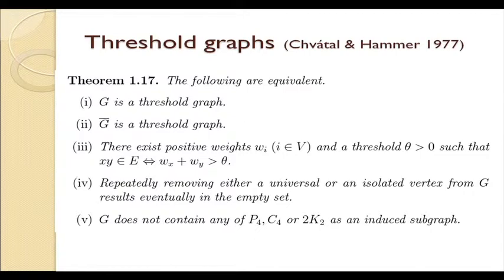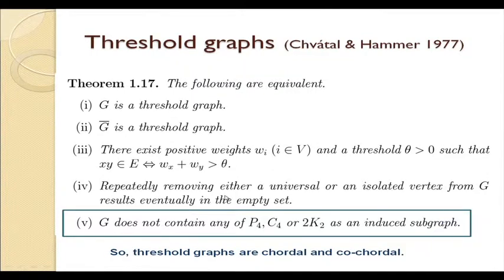And here is the theorem that Chvátal and Hammer proved in 1977, or published in 77. A graph is a threshold graph if and only if its complement is a threshold graph, if and only if there's a different weighting and a different threshold such that you can distinguish between edges by looking at the sum of their weights. Instead of summing everything on a stable set, you can also get a different weighting to distinguish adjacency or not, depending on adding the weights and comparing it to a threshold.